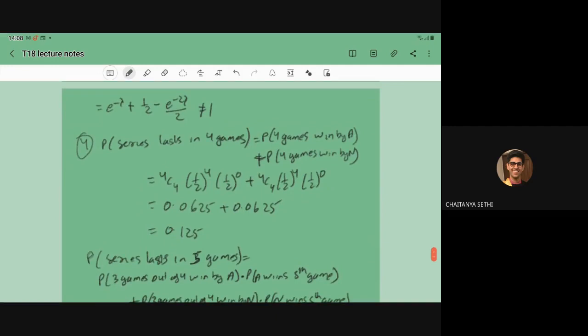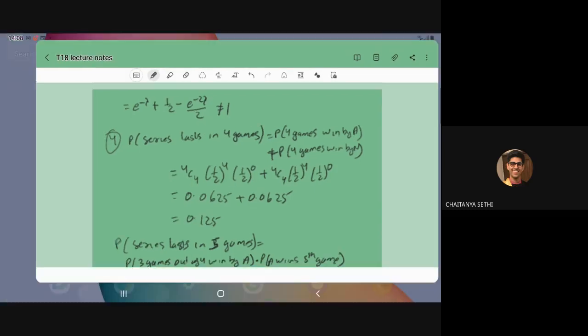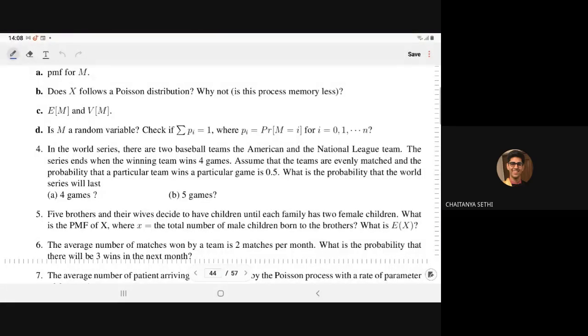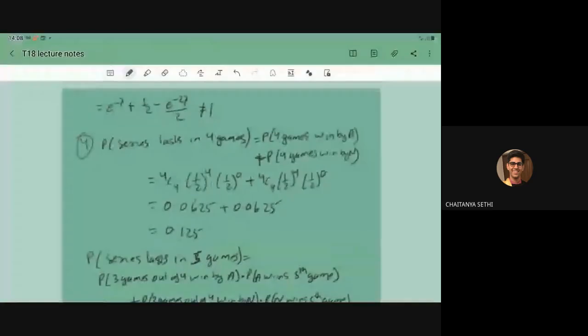So here we want the probability the series lasts in 4 games. When will the series last? What is the condition given to you? When either team wins 4 games, then the series will last, right? It means either the American team wins all 4 games, or the National League wins all 4 games. Then only the series will last in 4 games.